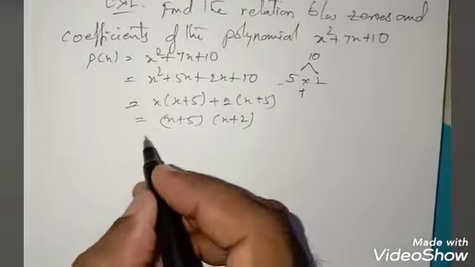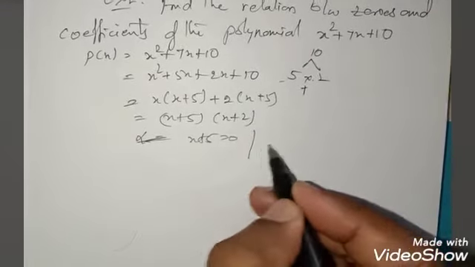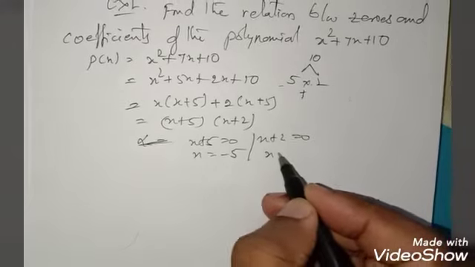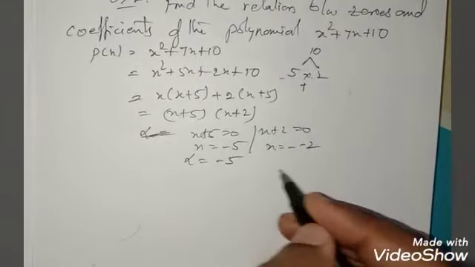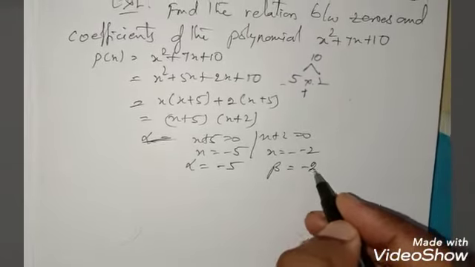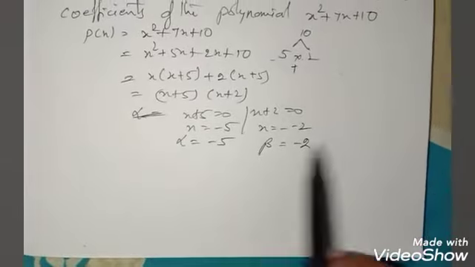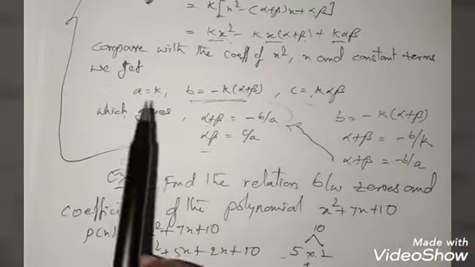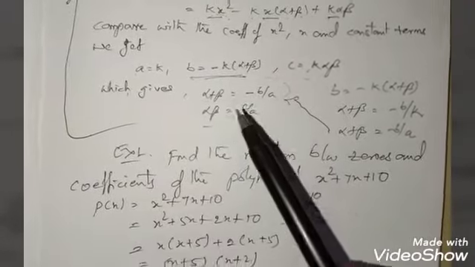Now what is my alpha here? x plus 5 is equal to 0 and x plus 2 is equal to 0. So x is equal to minus 5, x is equal to minus 2. So my alpha is nothing but minus 5 and beta is nothing but minus 2. So I got the roots here. After finding the roots, you have to compare them with your coefficients. As per what we discussed previously, this is how to find the relation between the coefficients and the zeros.